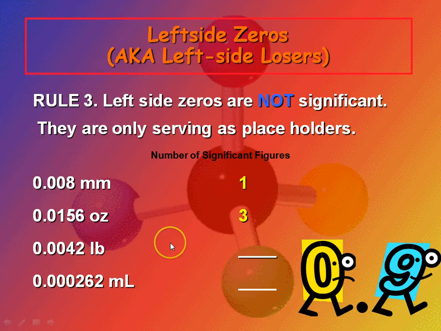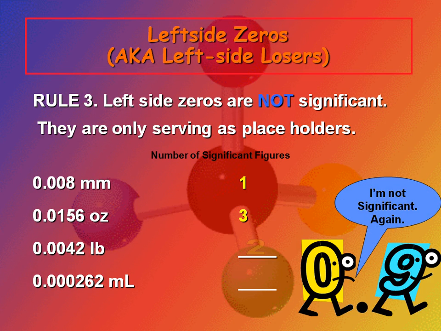And see if you can figure that one out. Yes, that's correct. Only 2 of those are significant, the 4 and the 2. And on the last one, good job, only 3 of those are significant, the 2, the 6, and the 2.